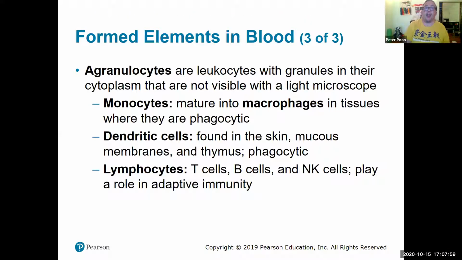Okay, the agranulocytes are leukocytes without visible granules in their cytoplasm. They're not visible with a light microscope, which means the granules are too small to see. Monocytes mature into macrophages, where they become phagocytic.